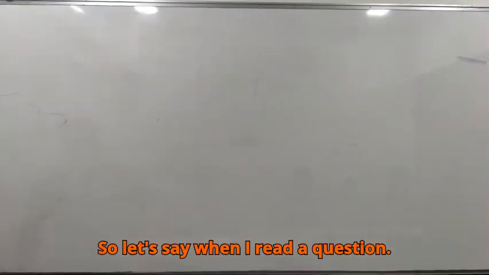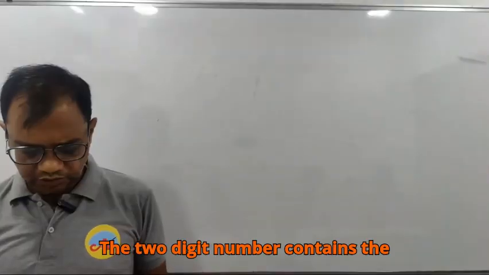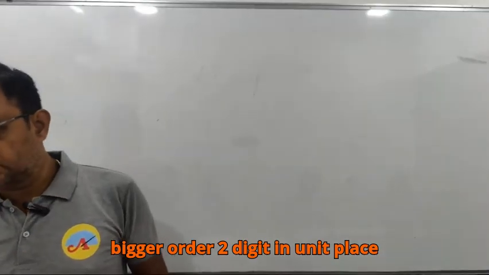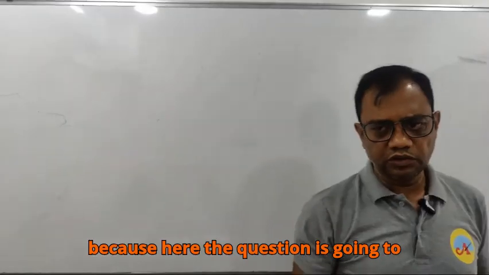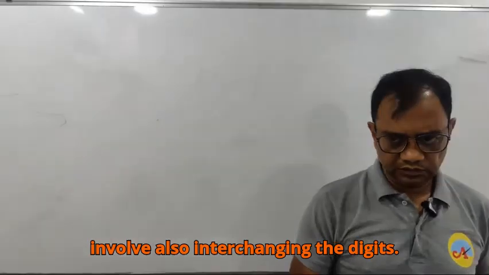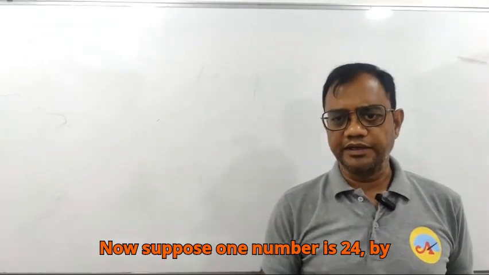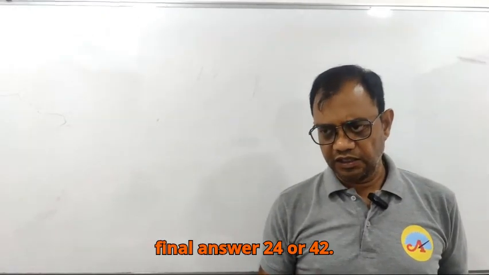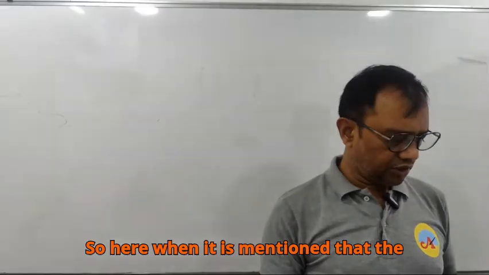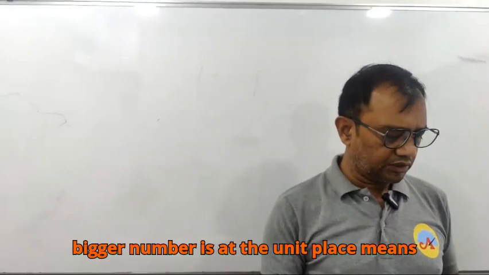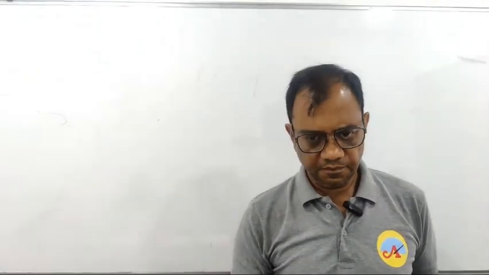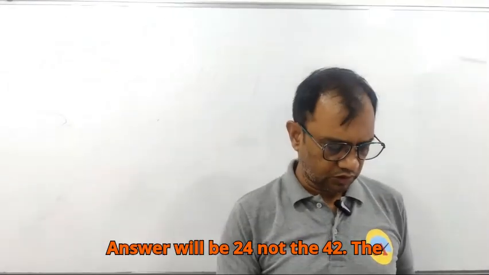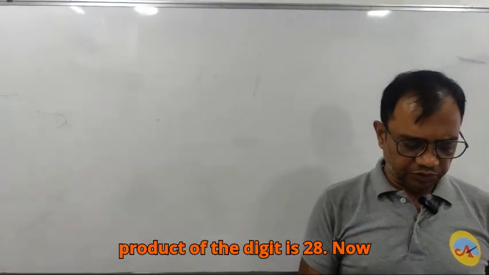So let's say when I read a question, the 2-digit number contains the bigger of the 2 digits in units place. Because here the question is going to involve also interchanging the digits. Now suppose one number is 24, by interchanging the digits it will become 42. So you won't know which is the final answer, 24 or 42. So here when it is mentioned that the bigger number is at the unit place, it means it will be 24 only. 4 is the bigger number and it is at the unit place. Answer will be 24, not 42. The product of the digits is 28.